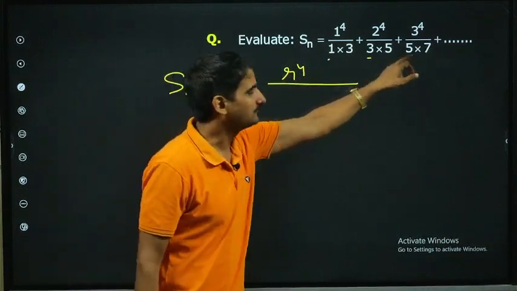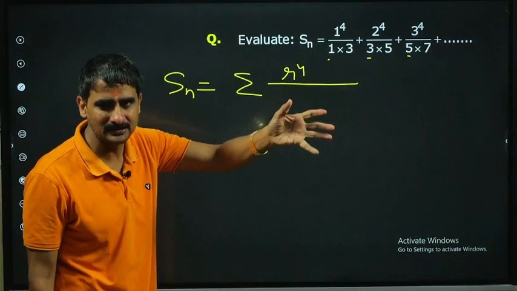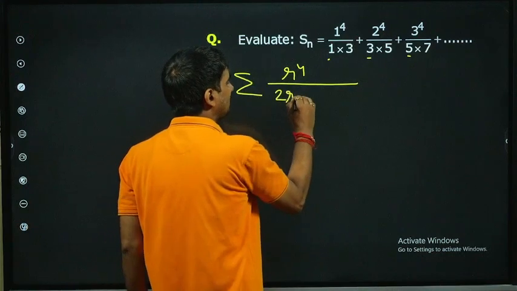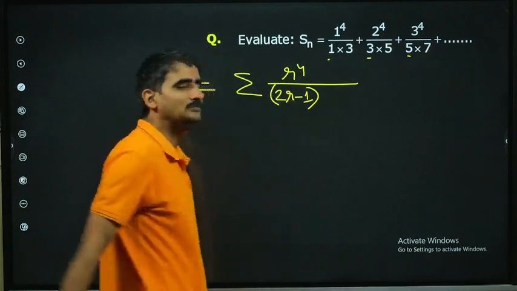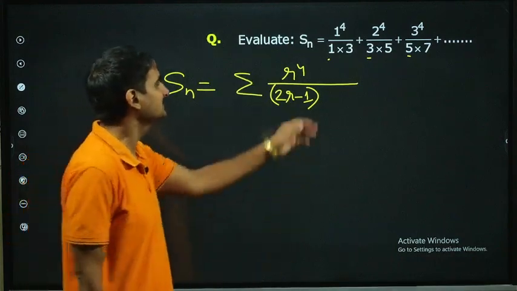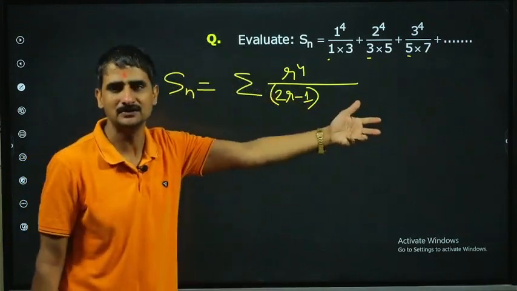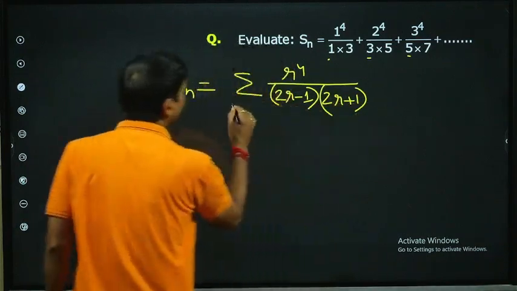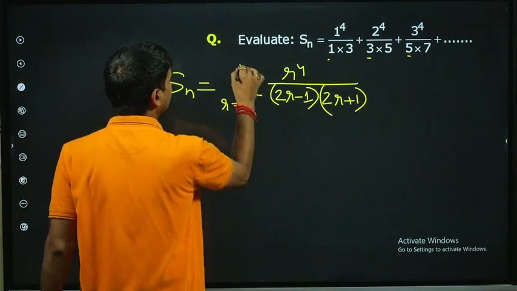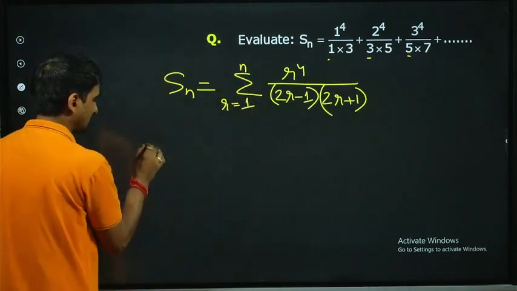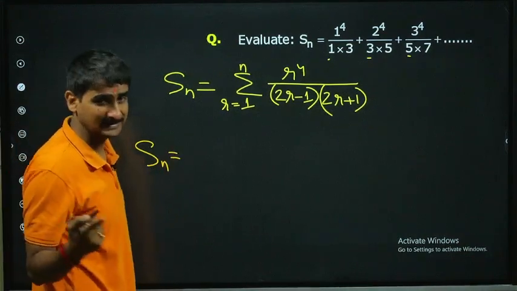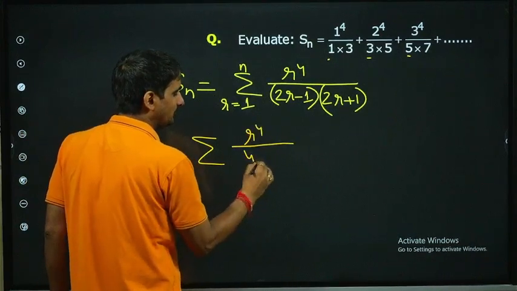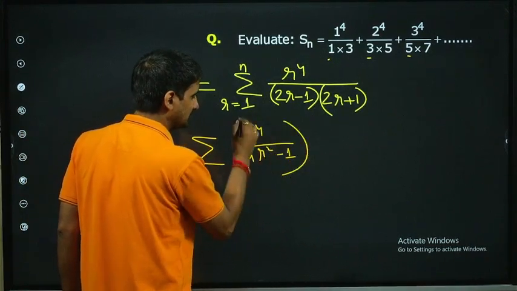So 1, 3, 5, collect the first numbers of all the terms in the denominator. It's an AP with common difference 2, so you can write a general term using the general term formula for AP. And similarly 3, 5, 7, again it's an AP with common difference 2, so write it like this. So now see, why did I select this question? I selected this question because it has two aspects here. So you can write it as r raised to the power 4 upon 4r square minus 1.